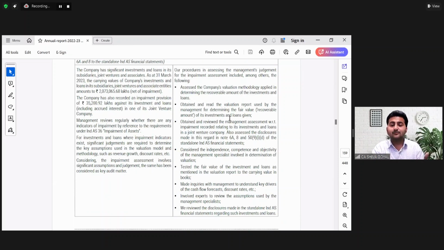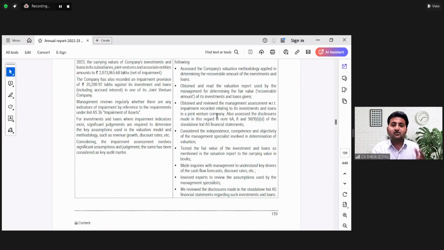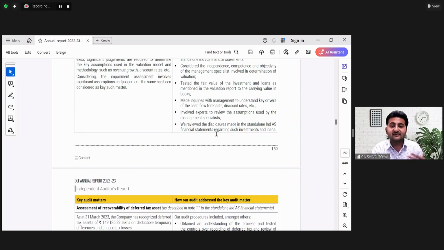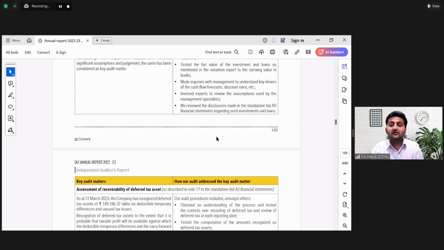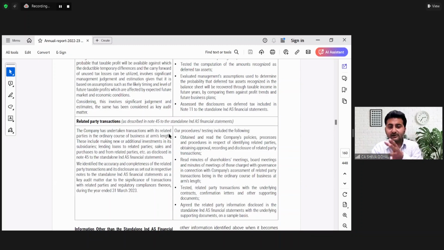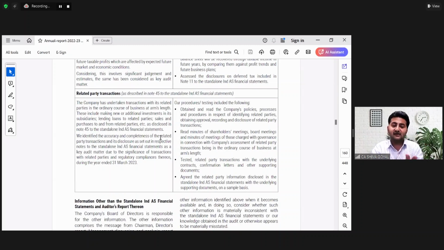You need to assess the company's valuation methodology, and you need to obtain and read the valuation report. You need to consider the independence, make inquiries with the management to understand the key drivers, then deferred tax. So like this, you can put forward the key audit matter paragraph, including the related party transaction, which is also governed by SA 570.